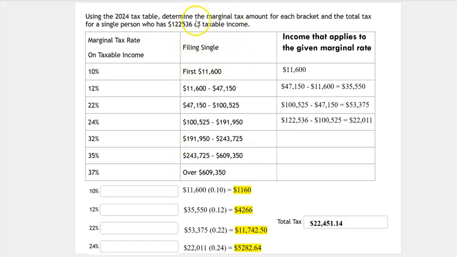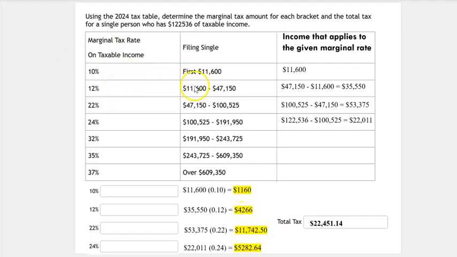Determine the marginal tax amount for each bracket and the total tax for a single person who has $122,536 of taxable income. So this person has a taxable income of $122,536. You have to find two things: the marginal tax amount that applies in each bracket of his taxable income, and also the total taxes.